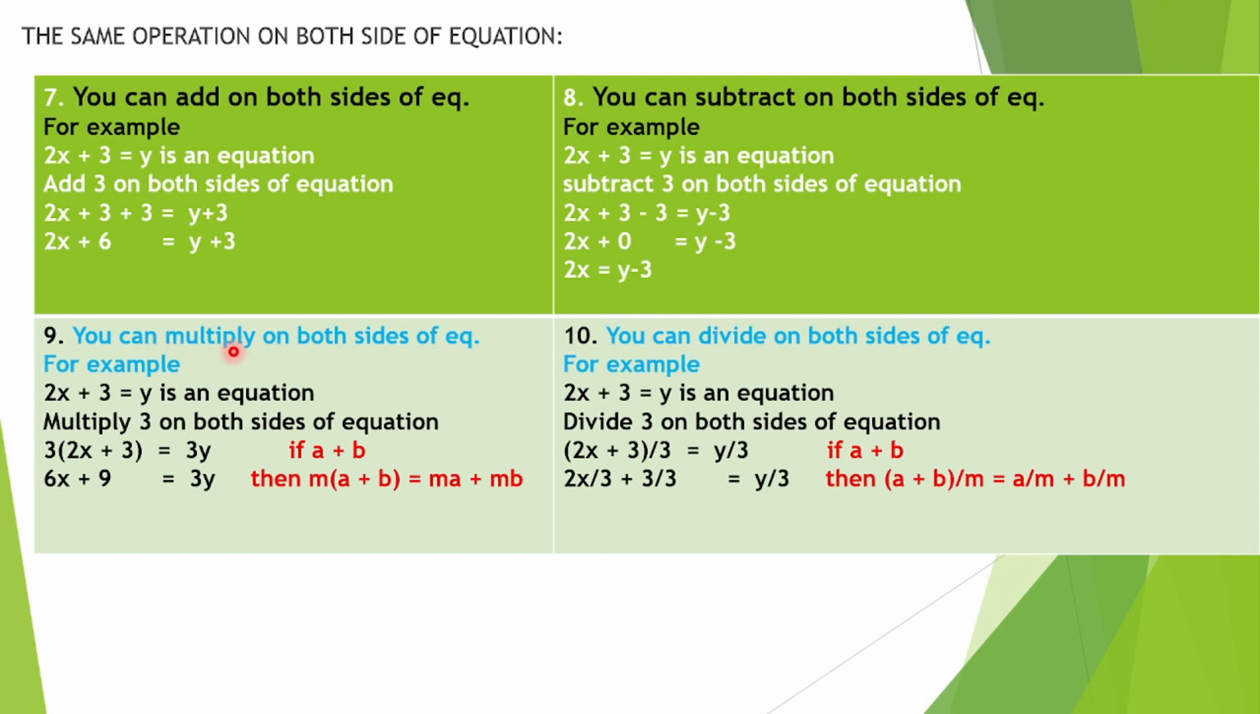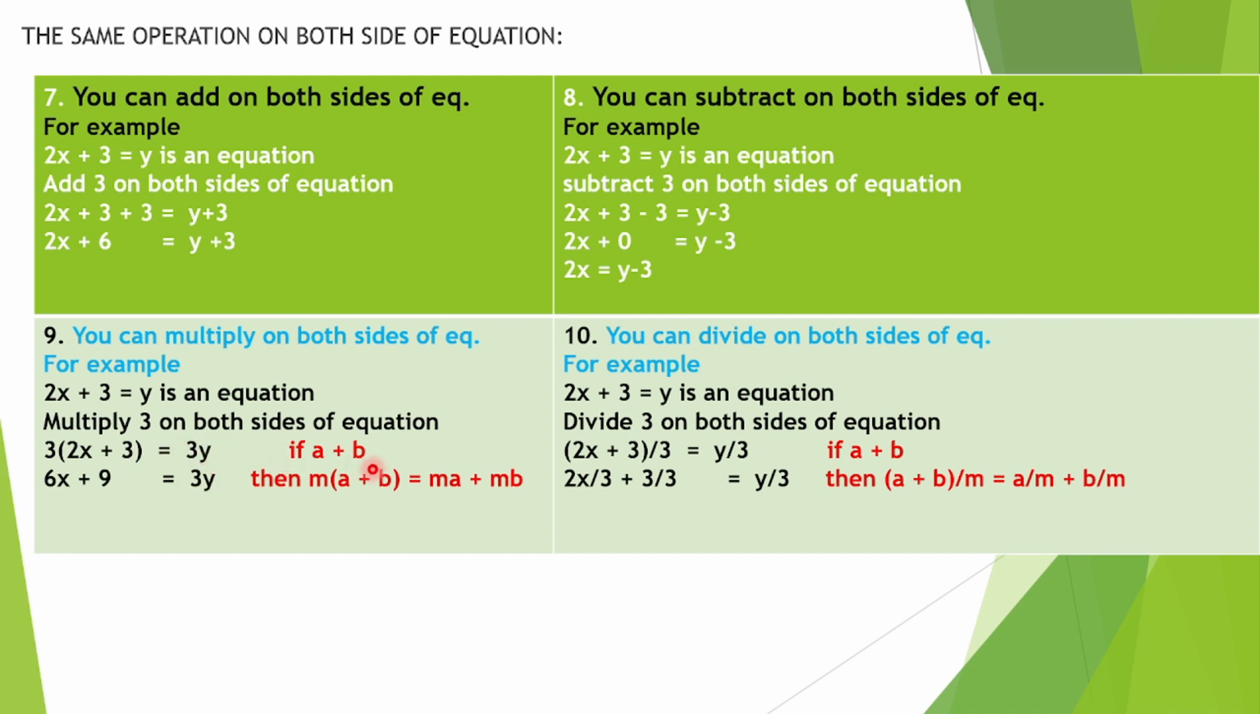Similarly, you can multiply on both sides of an equation. For example, 2x plus 3 is equal to y is an equation. So multiply 3 on both sides of the equation. This 3 we multiplied over here, and this 3 over here. So if we multiply 3 with this 2, it will become 6, and 3 times 3 is 9, so it will become 9. Similarly, 3 multiplied by y is equal to 3y.